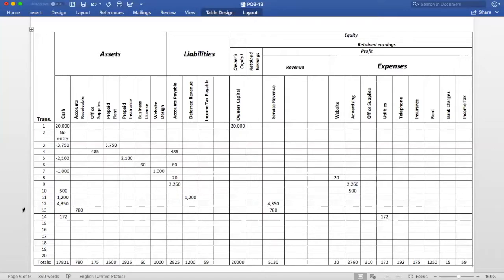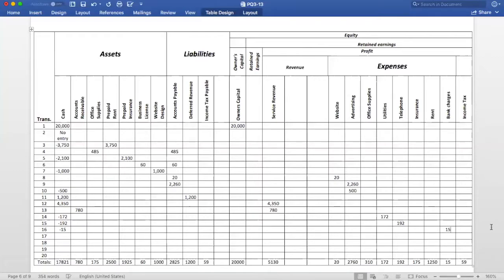Number 15, you pay for the phone bill in cash. Cash will decrease again and telephone expense will increase. Number 16, the bank withdraws the monthly charge from your account. This relates back to transaction number 2. Your cash will decrease by 15 and bank charges expense will increase by 15.